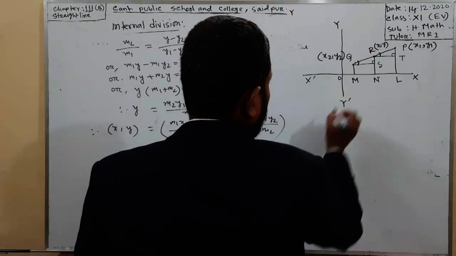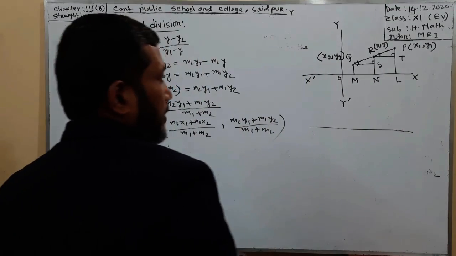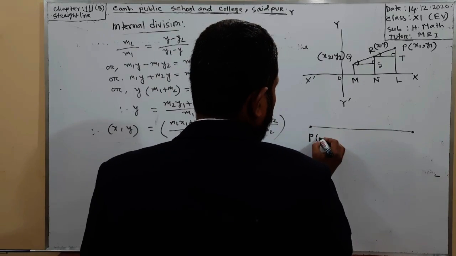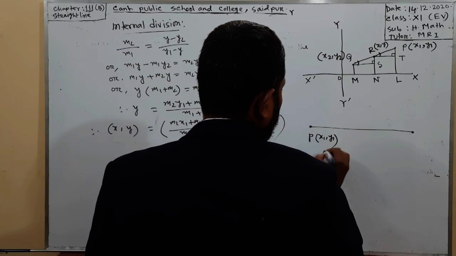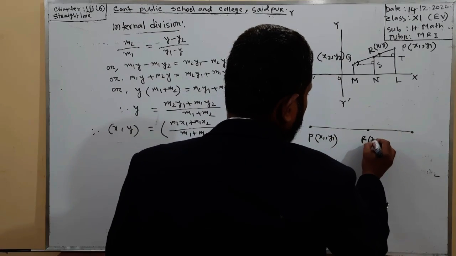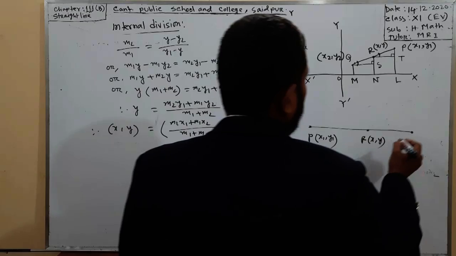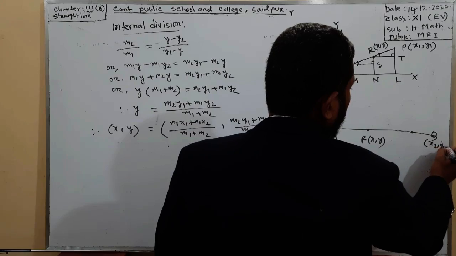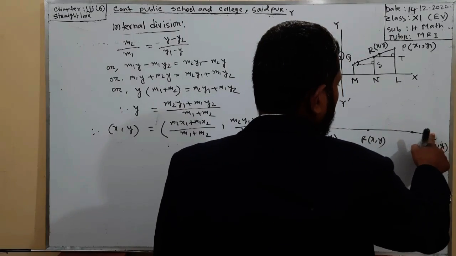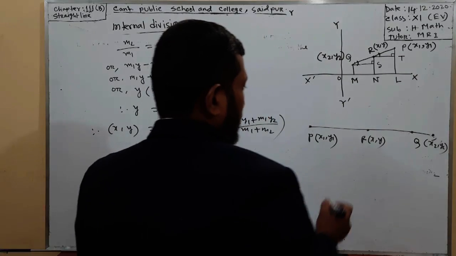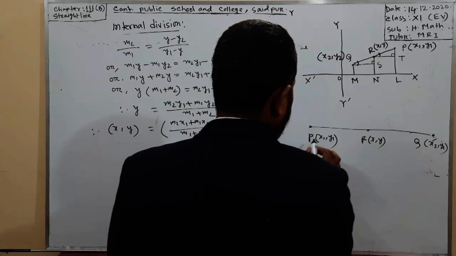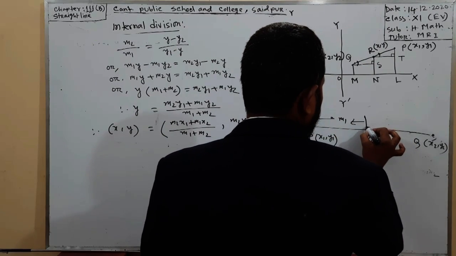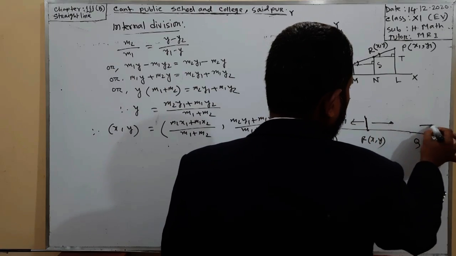Suppose here I am drawing this. Suppose here P is (x1, y1), and the point R is (x, y), and Q here is (x2, y2). Suppose here this is m1 and this is m2.